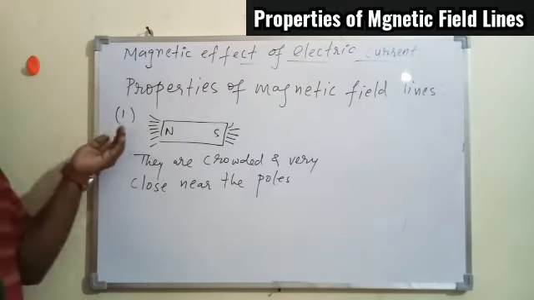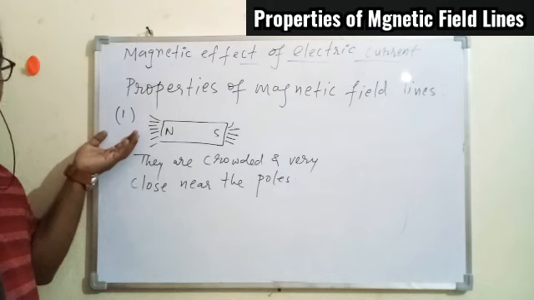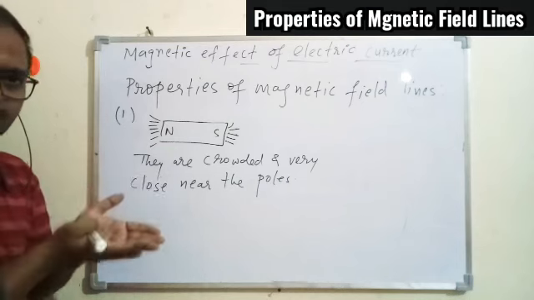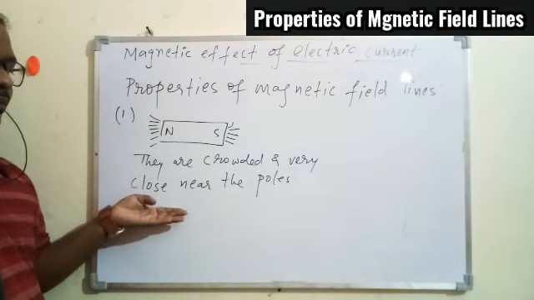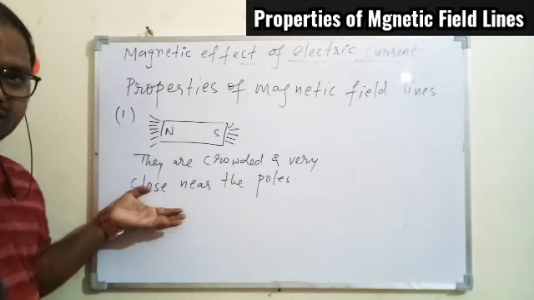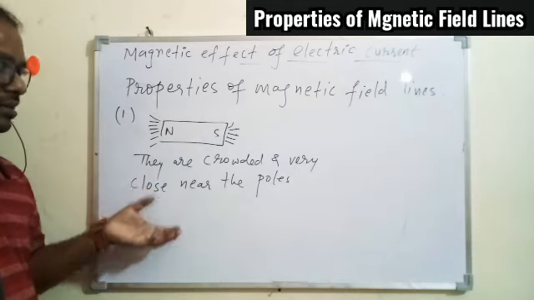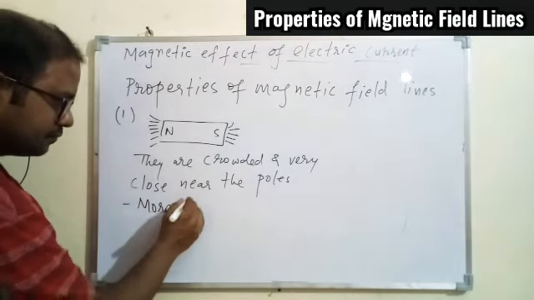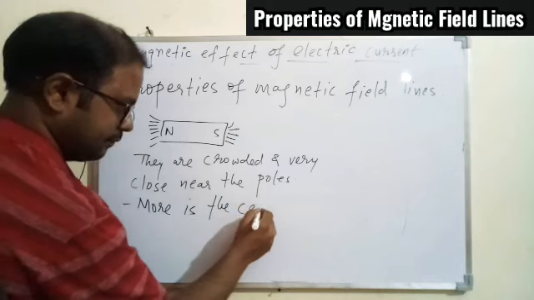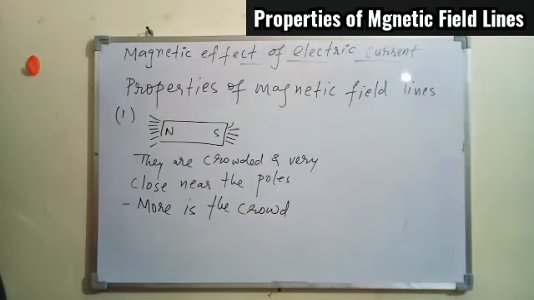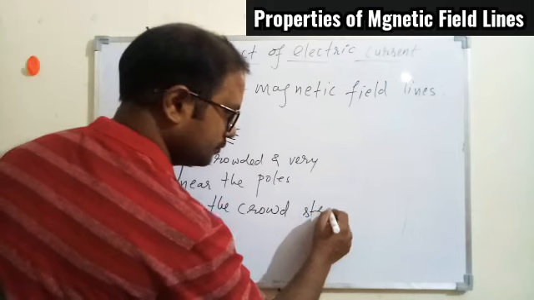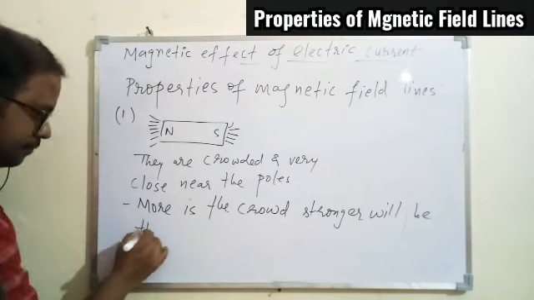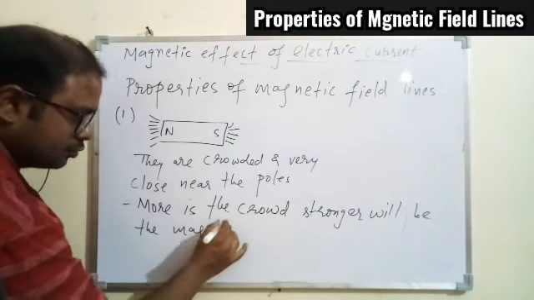And we know one thing, that near the poles of the magnet, the strength of the magnet is maximum. So we can say the place where you see the magnetic field lines are very close, that is basically showing you the magnetic field strength is very high, or we can say magnetic force will be high. That is how we understand with the help of the magnetic lines of force. So the more the crowd of the magnetic field lines, the stronger will be the magnetic force.